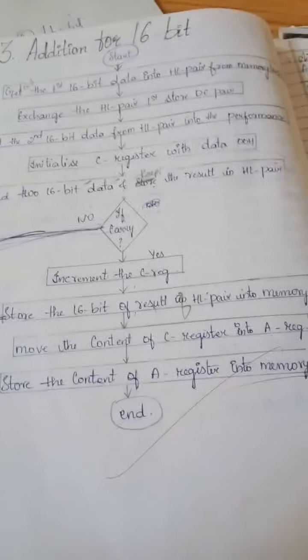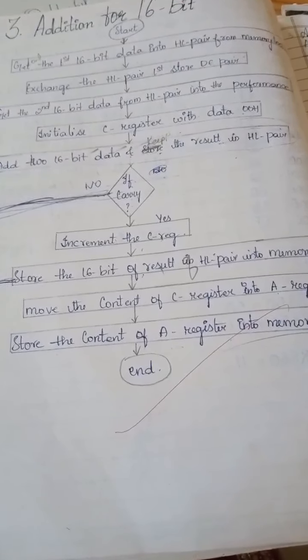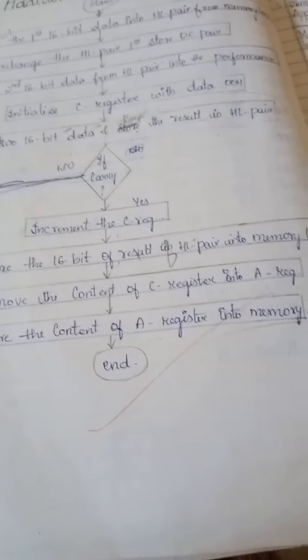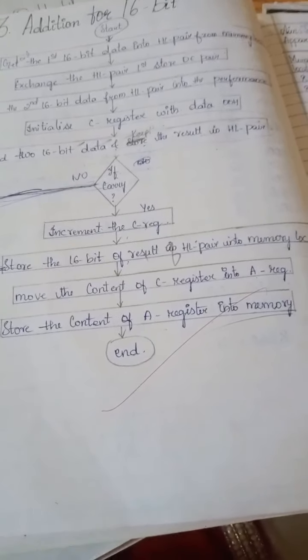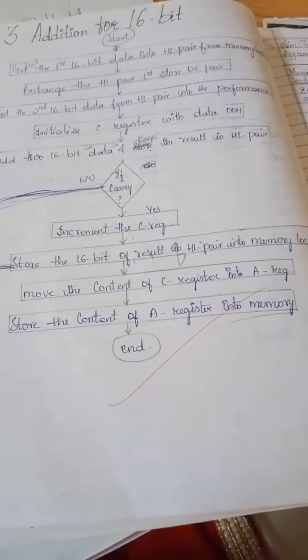So by this we have written the program algorithm for the addition of two 16-bit numbers. Now we have to write the program, like a table.